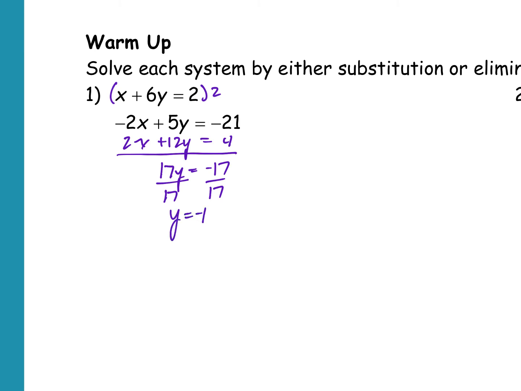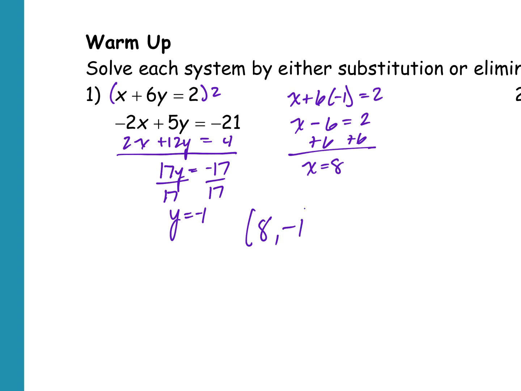Pick an equation, plug it back in. x plus 6 times negative 1 equals 2. x minus 6 equals 2. Where'd the 8 come from? 2. Add 6 to both sides. x equals 8. 8 and negative 1, is that what you guys got?